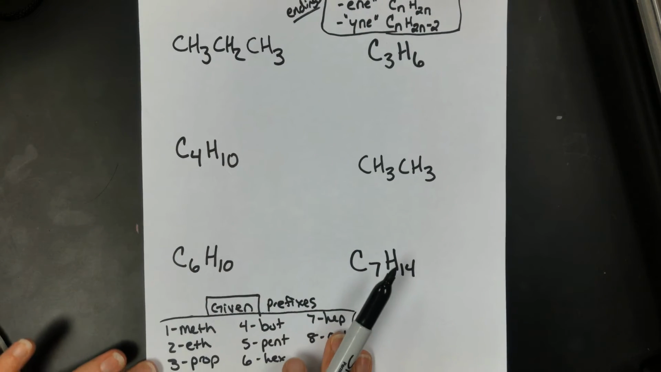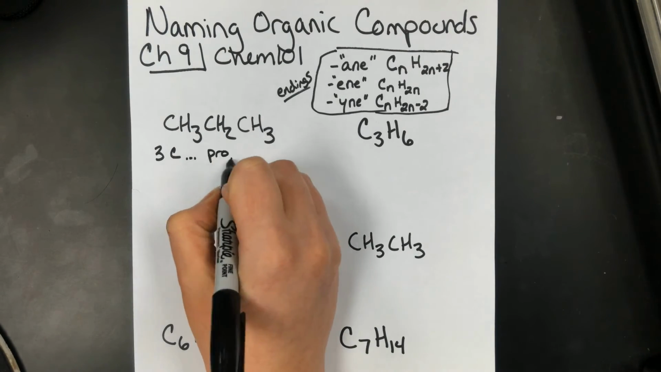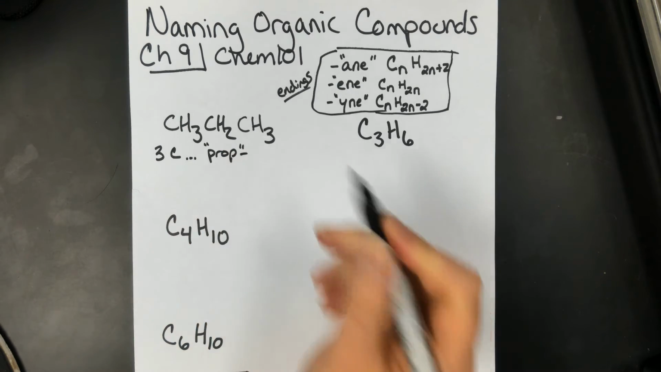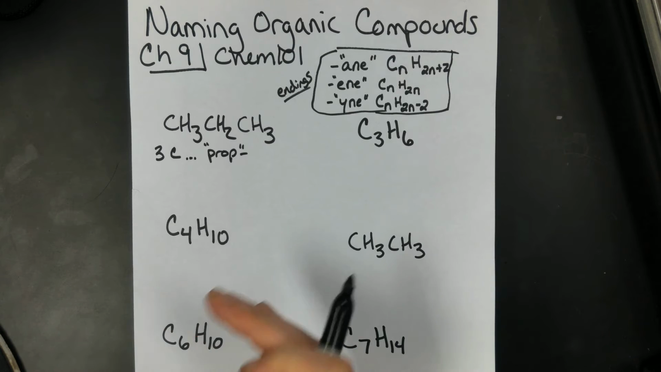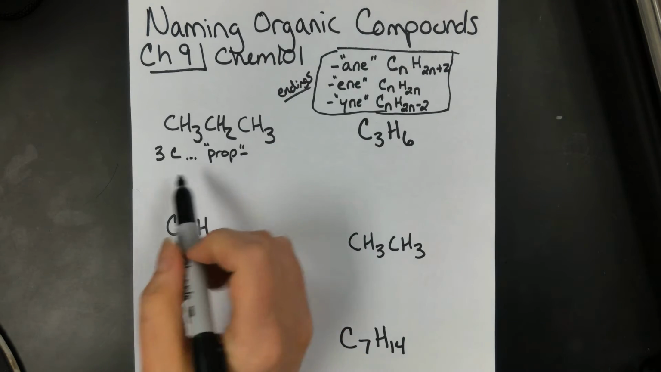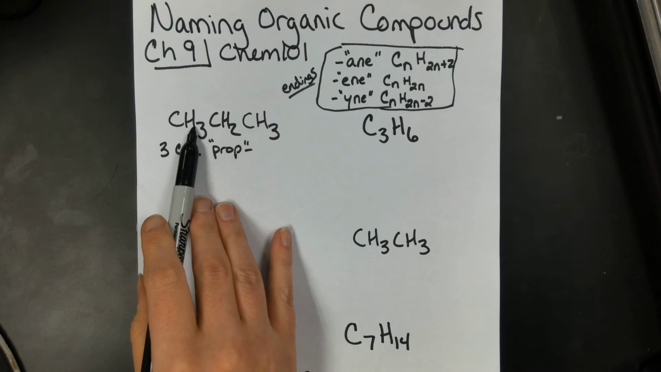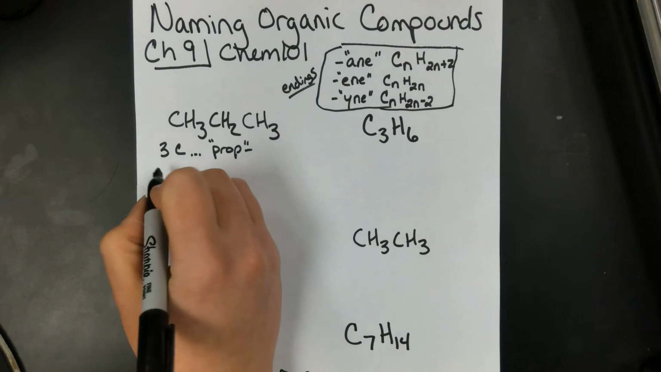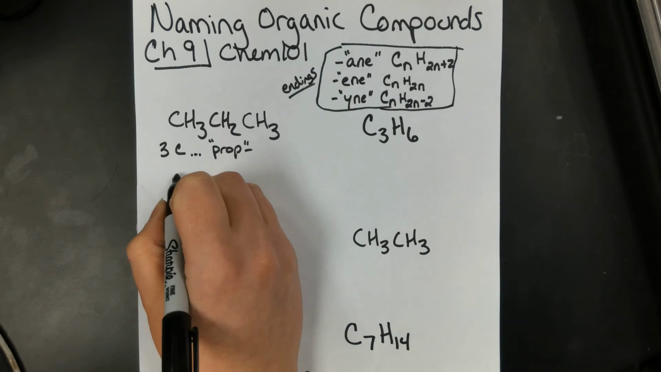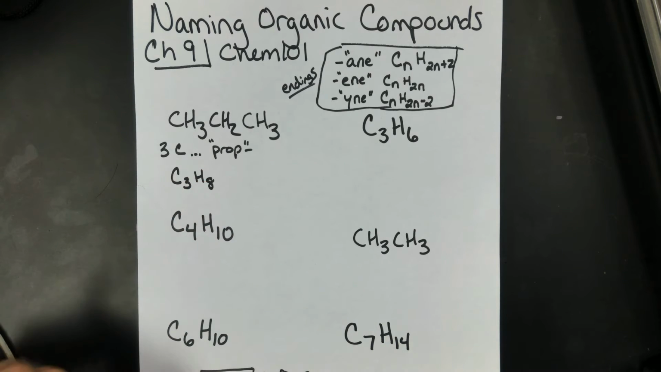So I know that it's going to be prop something. So it's 3 carbons, so it's going to be prop something. So propane, propene, or propyne. Those are my options. Now, let's talk about how many hydrogens we have. We have 3, 4, 5, 6, 7, 8. So I have 8 hydrogens. So the formula is C3H8, right?